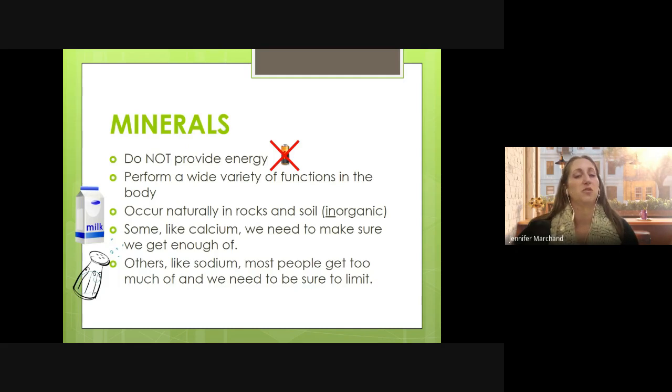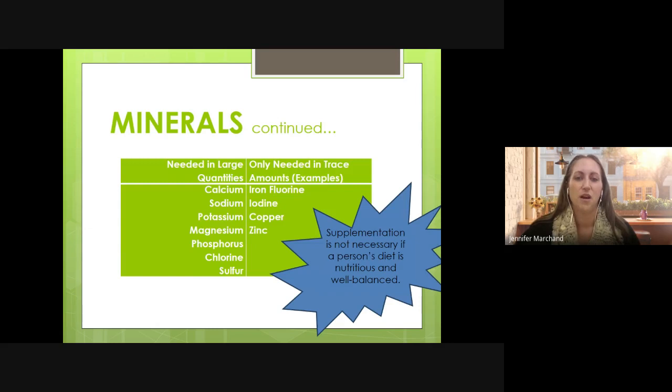Now let's talk about minerals for a minute. So this is again another micronutrient that is essential to help us live, but again is not going to provide us any energy. Minerals perform a wide variety of functions in our body. They occur naturally in different rocks or in soil. Some things like calcium, we need to make sure we get enough of, and then other things like sodium, we need to make sure that we don't eat too much of it or limit it in our body because it can be harmful.